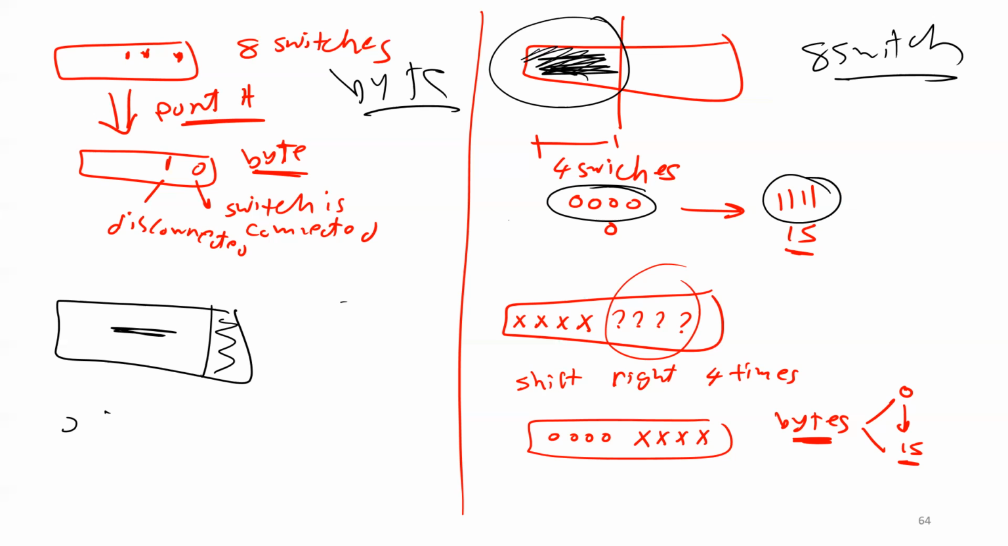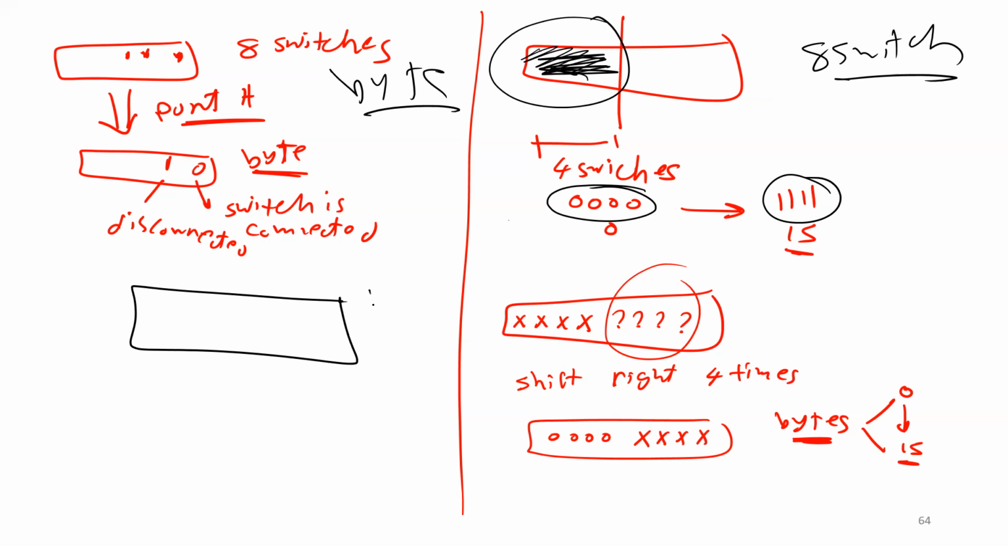So the problem now is, when I read port H, I'm going to get a byte, a complete byte. My number is here. That's what I'm interested in. But what about this one? I don't care about this one. So here, I don't care about this part. You get what I'm saying?